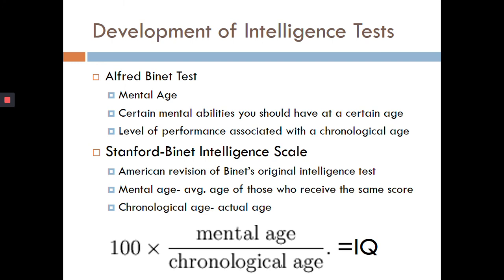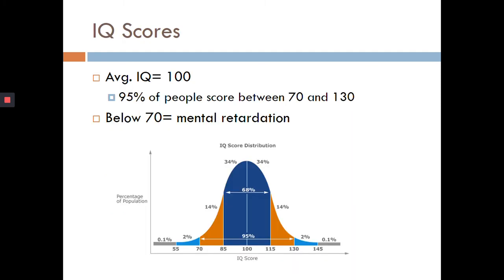Divide those, multiply it by 100, get 125. So that's how you would go figure out your basic IQ score. Average IQ score is 100. So 95% of the population is going to fall between 70 and 130. So that's within 2 standard deviations of your average.